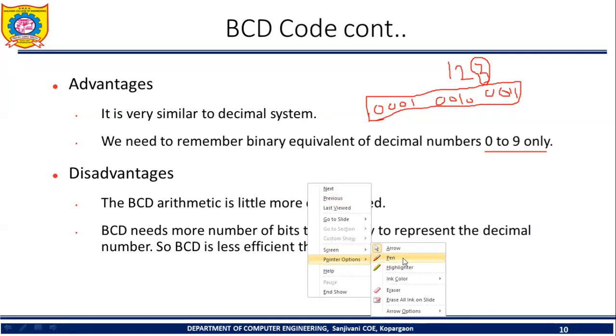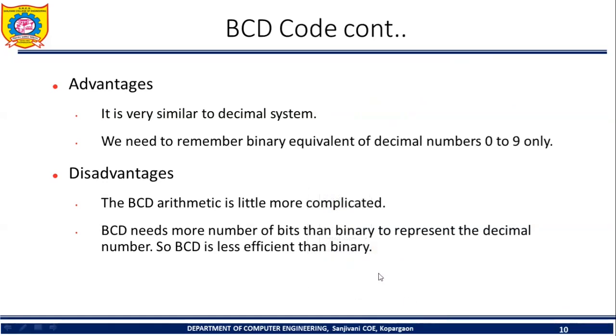If we consider memory requirement, then the memory required to represent a decimal number in BCD form will be more as compared to the memory required to represent the same decimal number in binary form. So let's take one example. Suppose we have the decimal number 27. Let's represent this 27 in BCD form. First of all, we take the first digit 7 and represent it using 4 bits, that is 0111. Then take the next digit 2 and represent it using 4 bits, that is 0010. So this is the BCD equivalent of 27.